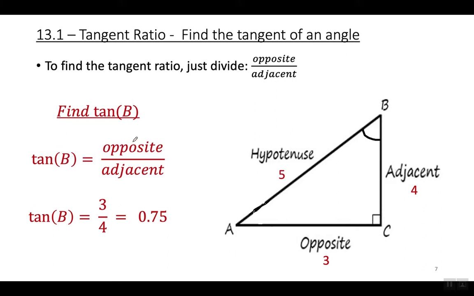I still divide the opposite side by the adjacent side. To find the tangent, you always divide the opposite by the adjacent side. So in this case, the opposite side is the 3 side, and the adjacent side is 4. So 3 divided by 4 gives me my answer, which is 0.75. The tangent of angle B is 0.75.